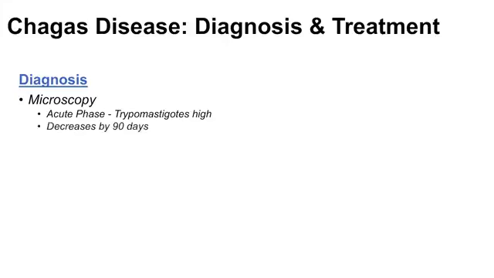Now, how do we diagnose Chagas disease? Well, it can be diagnosed through microscopy. This usually occurs in the acute phase when trypanosomes are high. Trypanosomes are high during the acute phase, but they will start to decrease by 90 days. So that renders microscopy very ineffective later on.